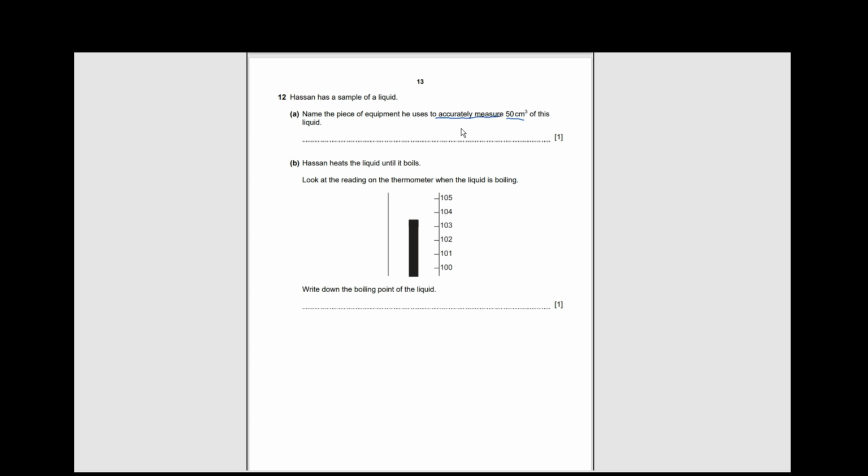If I'm not wrong, when you're in a lab, there are so many apparatus. We can say that for accurate measuring, a measuring cylinder will be the better option for this. Measuring cylinder.